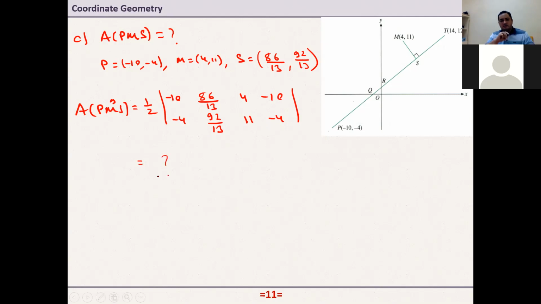I will leave this for you as homework. I mean, let's stop here. Also, I will check one more time. If you made a mistake with this number, 86 over 13, 92 over 13, they look a bit not nice to us. Even if it's like this, no problem. Using a calculator, we know how to evaluate this.